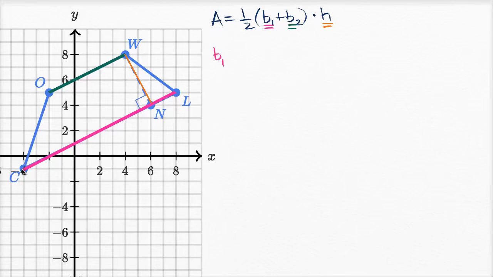B1 is the length of segment CL. And you could say, well, look, we know what the coordinates of these points are. Let's use the distance formula, which is just an application of the Pythagorean theorem. So this is going to be the square root of our change in x squared. Notice we're going from x equals -4 to x equals 8 as we go from C to L. So our change in x is 8 minus -4, which is equal to 12.